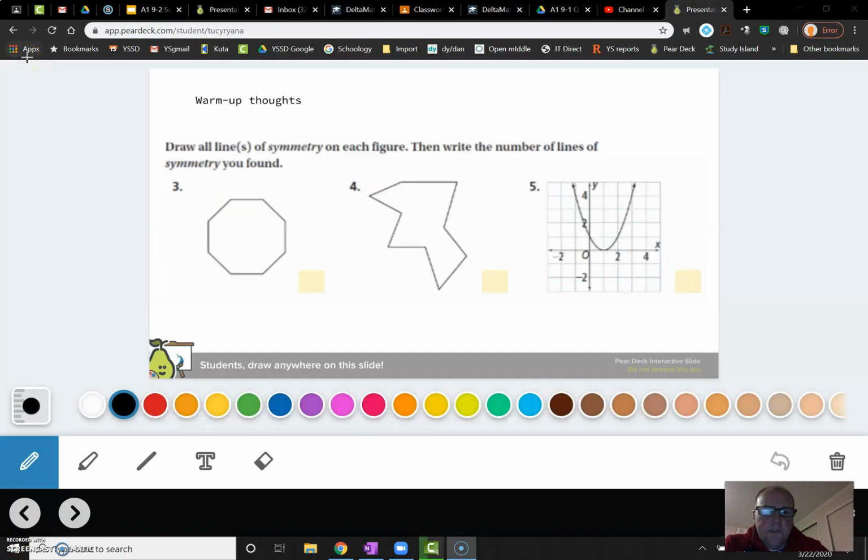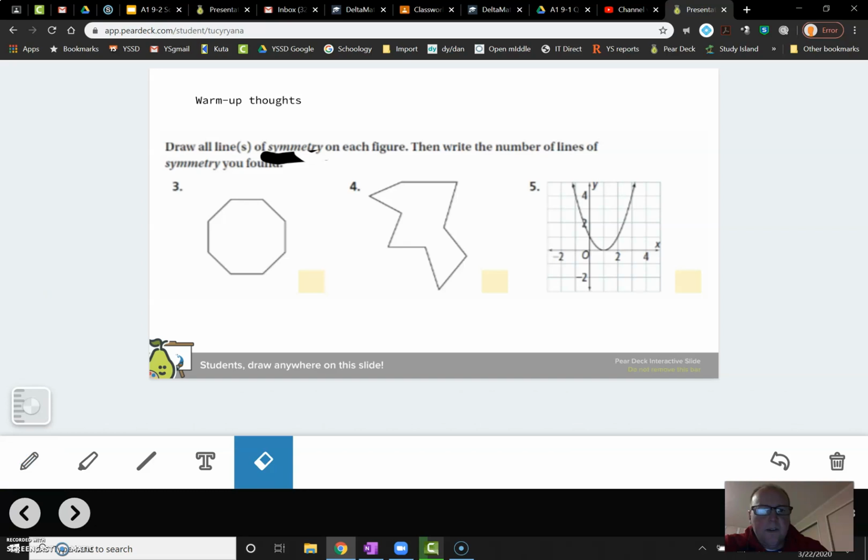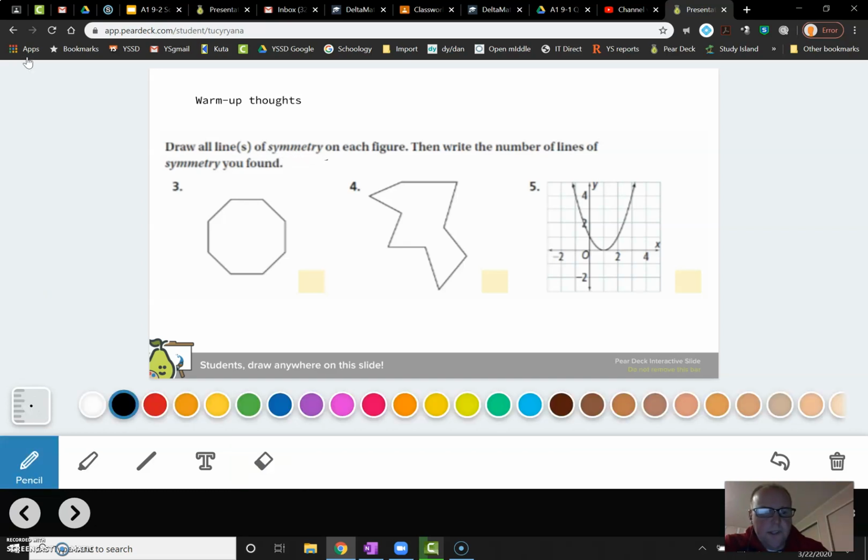So how many lines of symmetry can you put in each figure? Dial this down a little bit. We're trying to see if each of these is symmetric. One thing that we have definitely dealt with is the axis of symmetry right through here. So we know there's just one for our parabola here.